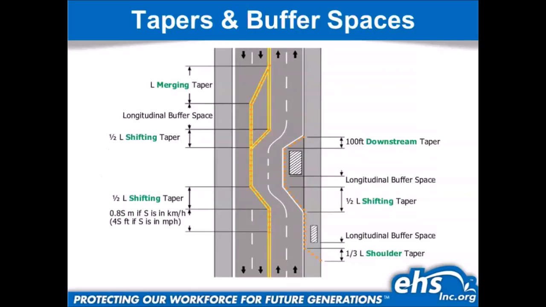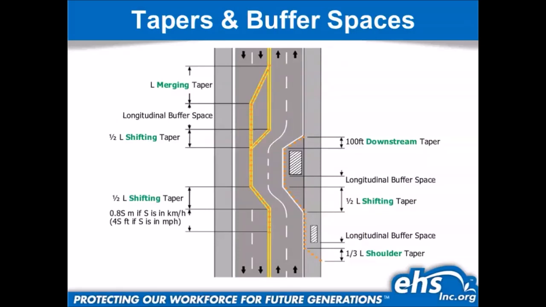Now, tapers and buffer spaces. Again, a lot of these things are going to be based on formulas in the CAMUTCD. If you notice, the merging taper has an L next to it. That's because the formulas in the CAMUTCD that help you figure out how long these tapers are required to be, that's your base formula. So first you have to figure out what L is, the merging taper length. There's a formula for high speed and a formula for low speed.